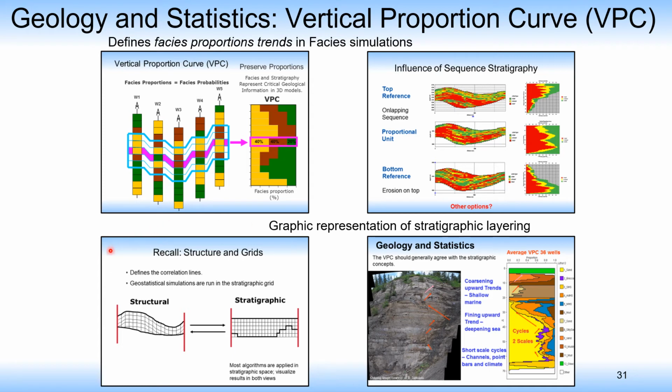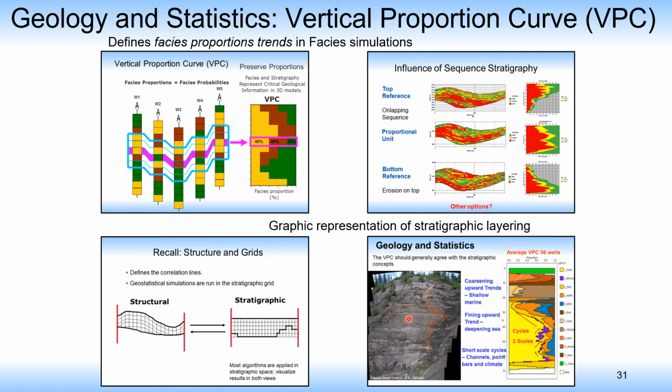So there's the structural framework, and we're working in the stratigraphic framework. We're setting up correlation lines. So then the choice of correlation lines and how we flatten the grids is illustrated here. Top down would be like an on-lapping sequence. So there's a lot of detail to how we choose this, but it should then give us proportion curves that reflect the geology.